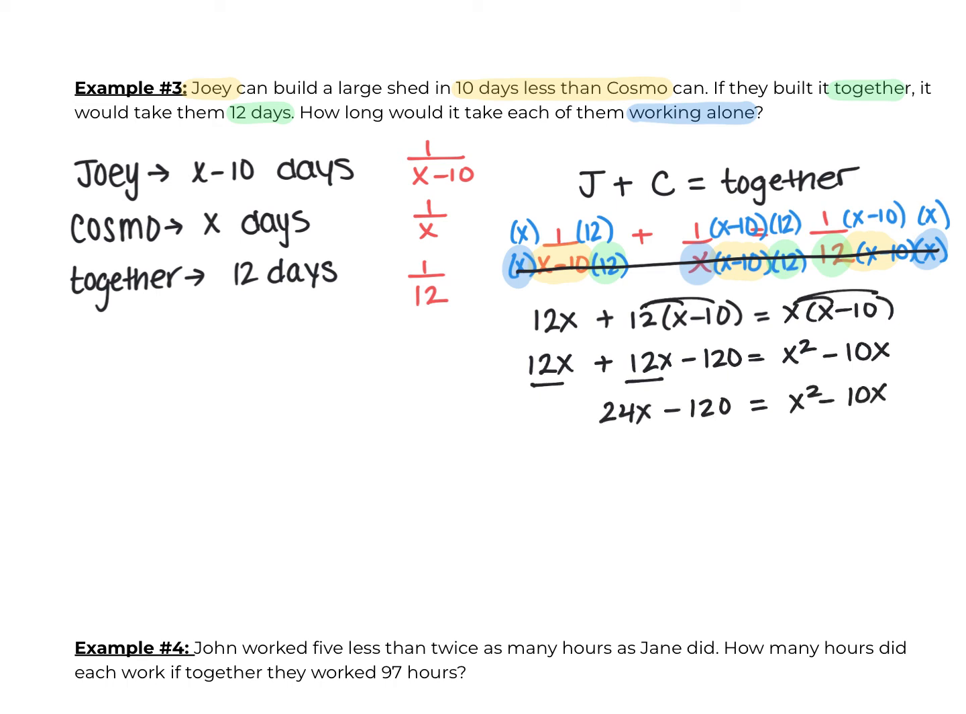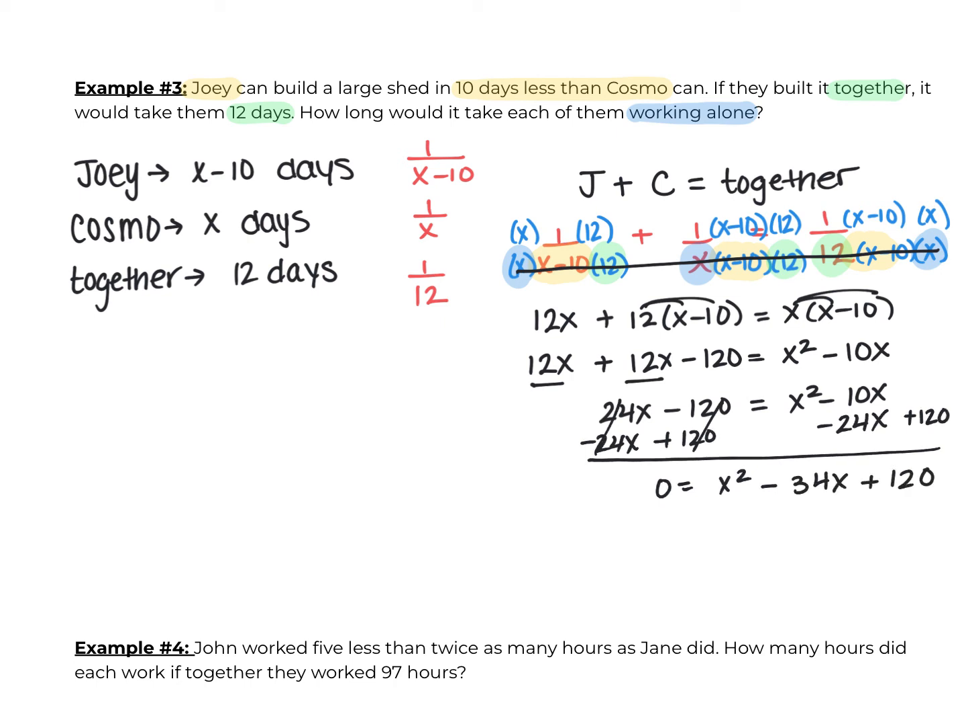So I'm going to solve to 0 because I have an X squared. So I'm going to subtract the 24X on both sides, and I'm going to add the 120. So I have 0 equals X squared minus 34X plus 120. And now we have a trinomial with a leading coefficient of 1, so we need to factor using add multiply.